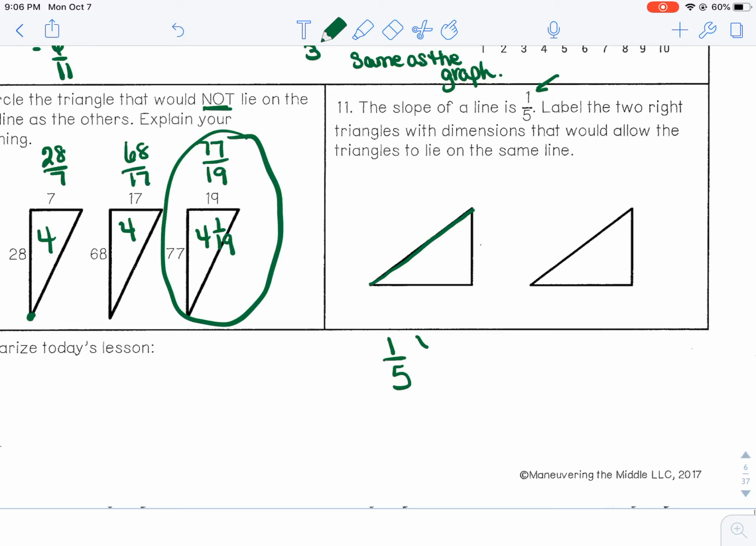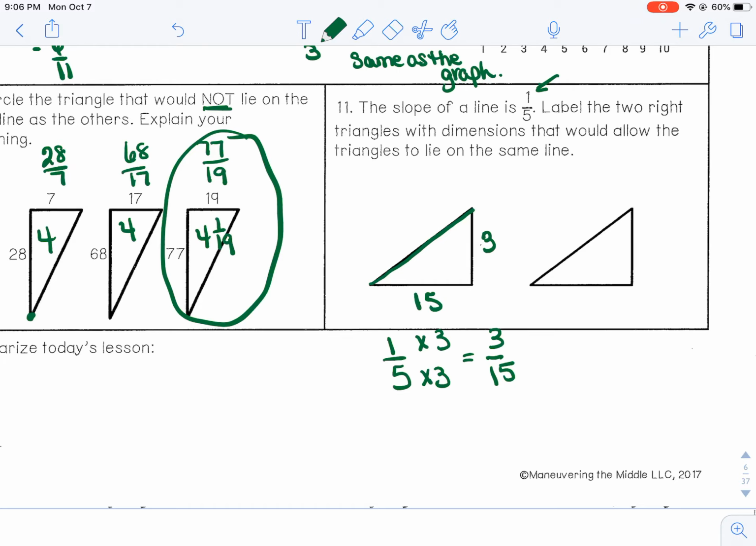So I'm going to multiply the numerator by 3 and the denominator by 3. So I'm going to make the rise 3 times bigger, the denominator also 3 times bigger. So that's going to be 3/15. So the rise is 3, the run is 15. Okay, so it would have an equivalent slope to 1/5.